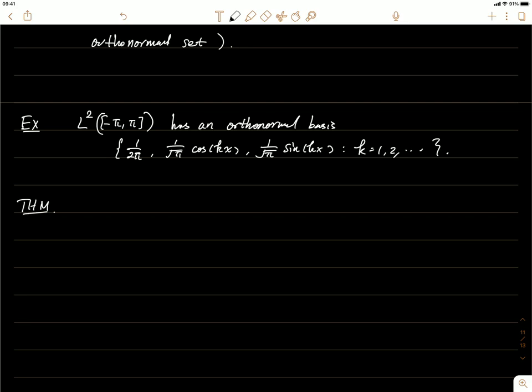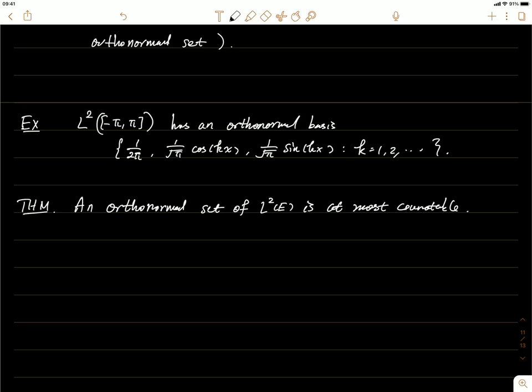An important result here is that an orthonormal set is at most countable. Okay. It could be finite. You can pick up finitely many of them, right? You can form a finite orthonormal set. But an orthonormal set cannot be uncountable. It has to be at most a countable set.